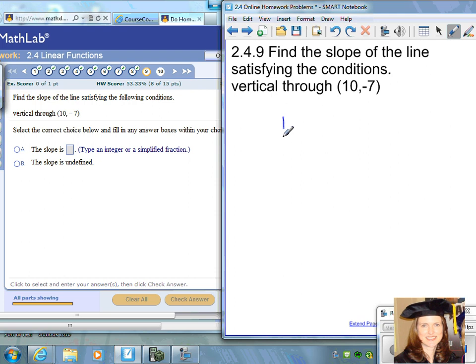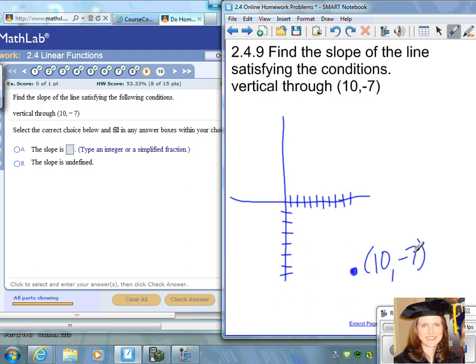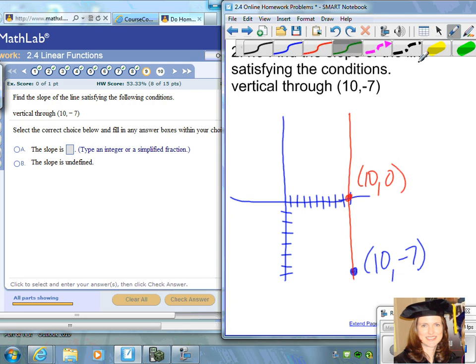Graph the line with points 10, -7. Count 1, 2, 3, 4, 5, 6, 7, 8, 9, 10, and then 1, 2, 3, 4, 5, 6, 7, -7. That's one of the points. It's on this line, 10, -7. If it's a vertical line, it is going to go right through the x-axis right here at this point, which is 10, 0. You can use the slope between those 2 points to determine the slope of the line.